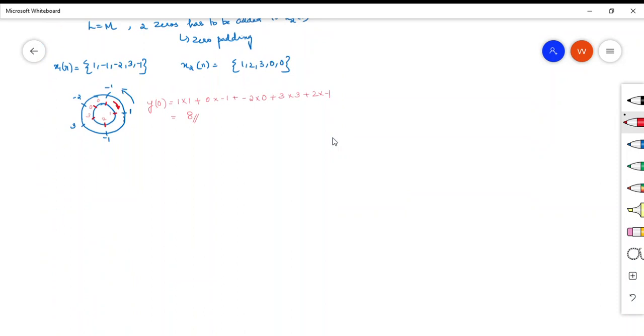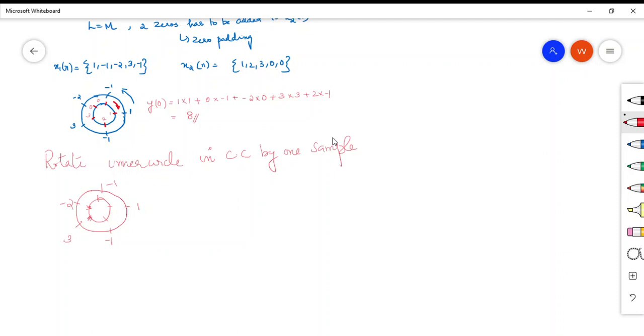Okay. So for getting the next sample, rotate the inner circle in the counterclockwise direction by one sample. Again you have to draw two circles. The first circle is the same, 1, 2, 3, 4, 5: 1, minus 1, minus 2, 3, minus 1. In the inner circle you will have 5 points, but you have to rotate this in the anti-clockwise direction.